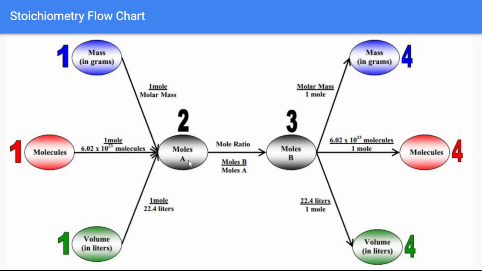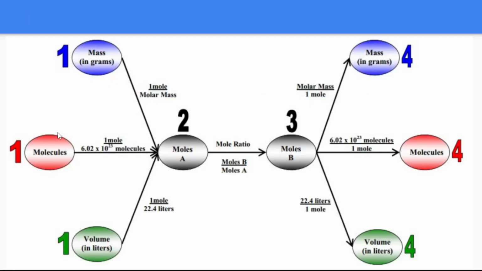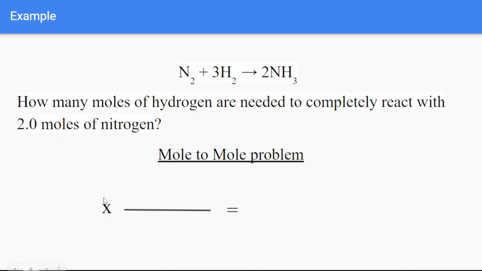Today we're going to focus on mole to mole problems. So in this example, we're given 2 moles of nitrogen. We're solving for how many moles of hydrogen. So this is a mole to mole problem. Moles A, that's the substance that's given. Moles B, the substance that you're looking for. So the only conversion factor you would use would be the mole ratio. Always start with what's given.